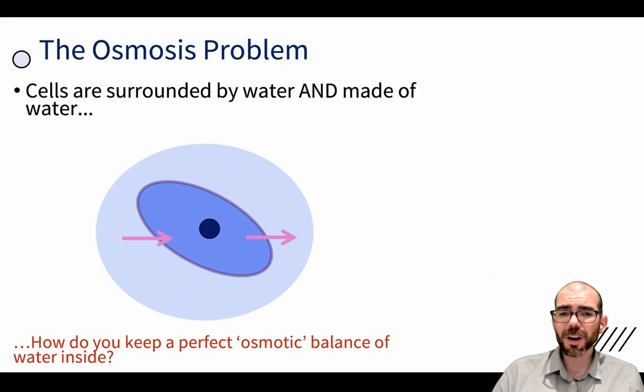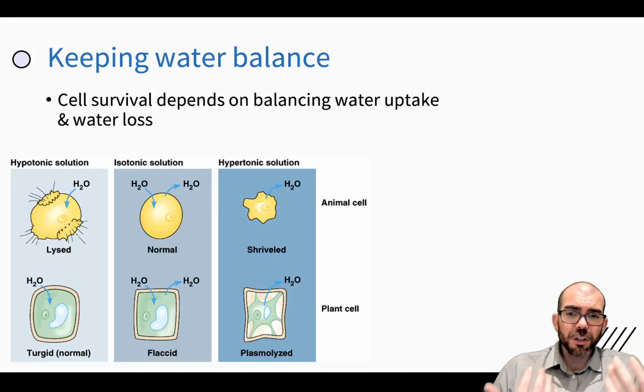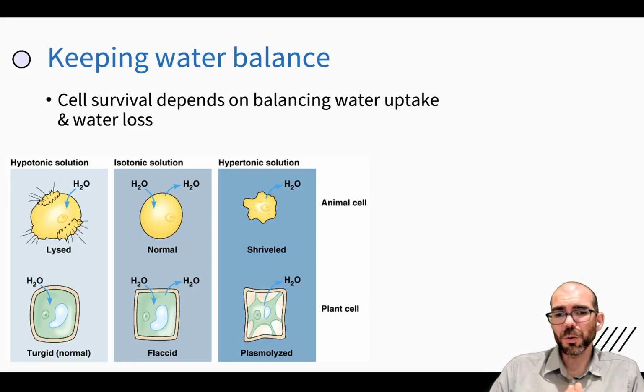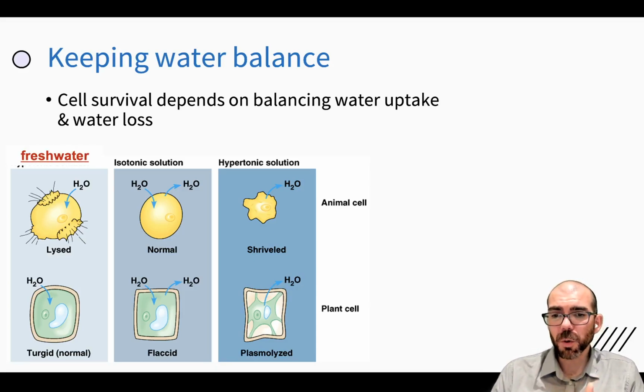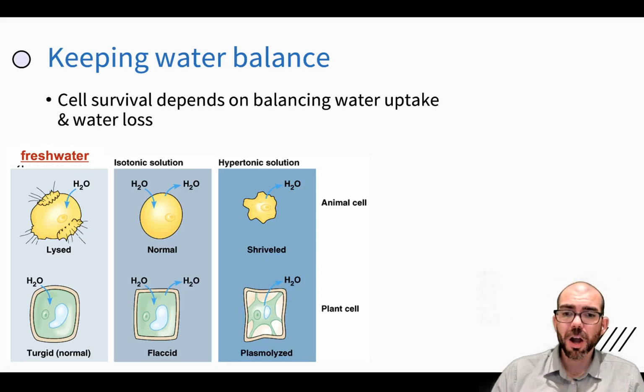Cells are surrounded by water and they're made up of water. So how is a cell going to be able to keep a perfect balance of water, having the same concentration outside as within? Turns out that the survival of a cell really does depend on its ability to balance its water intake and output. For humans, when we have cells that are put in fresh water, water's going to rush into our cells and cause them to get larger.